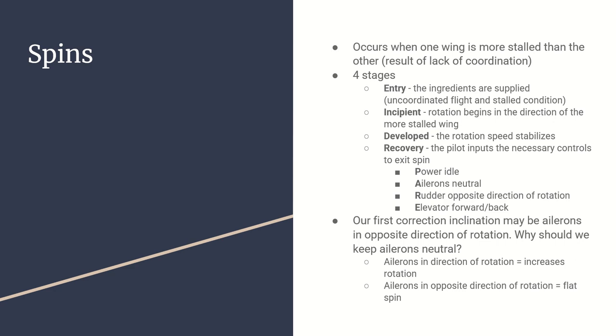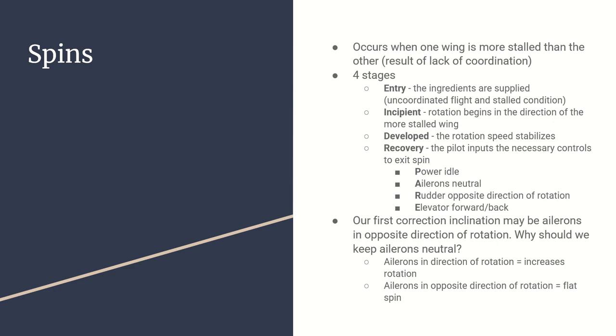Now, ailerons, let's back it up. Let's say that we don't see how logical ailerons neutral is. So the first thing we would probably think about is, well, let's say we're in a spin to the left where we have leftward rotation, then the fix would logically be to add aileron to the right, like the controls to the right. So turn them in the opposite direction.